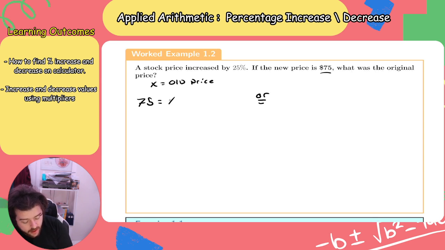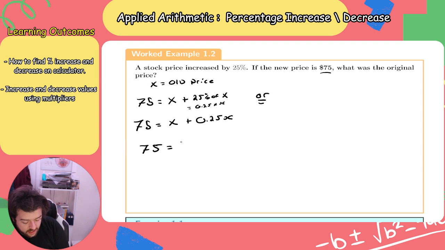So it's going to be my old price plus the amount it increased by, which is going to be 25% of X. So 75 is equal to X plus 25% of X. Well, that's the same as 0.25 times X, so plus 0.25x. Then 75 is equal to 1.25x. Then I want to get x on its own, so divide both sides by 1.25.